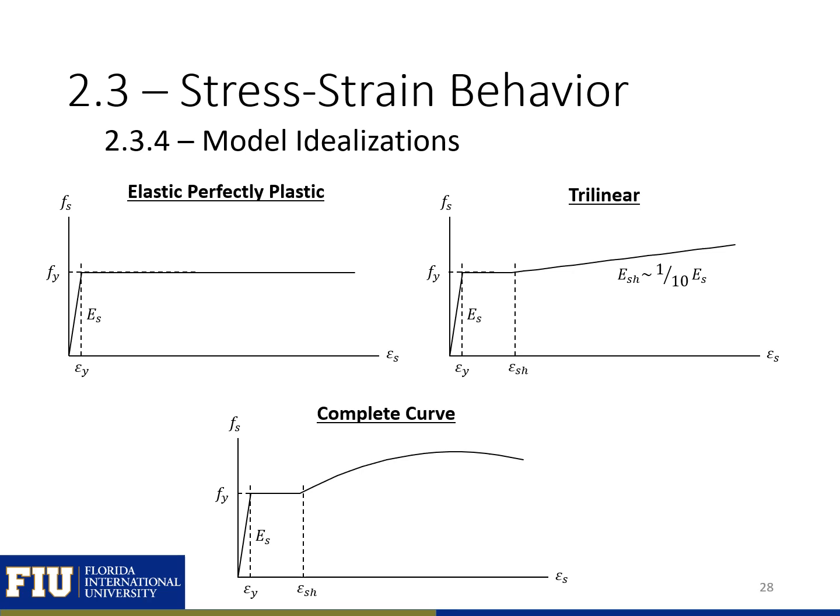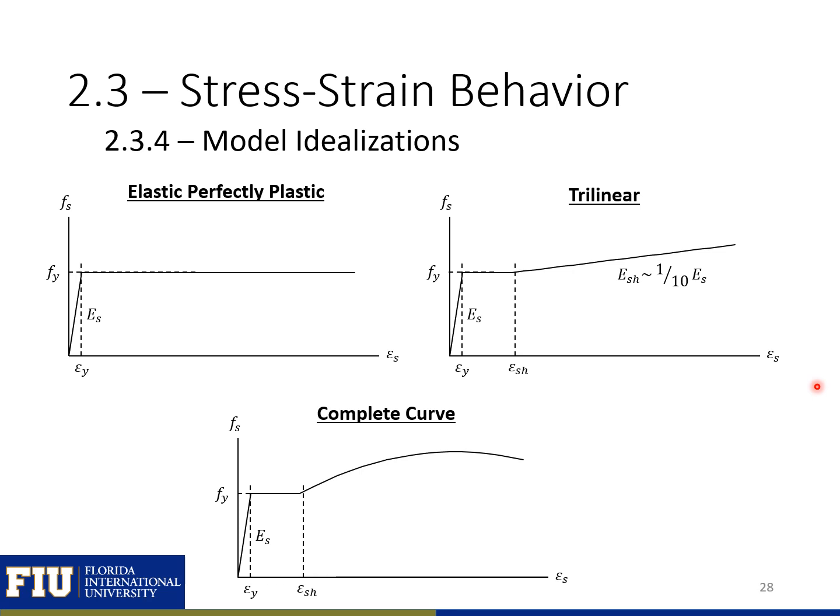Shown here are several different ways that we can idealize the stress-strain behavior of our reinforcing steel. The first is elastic perfectly plastic. In this model idealization, we assume that we have elastic behavior up until yield, and then we stay on our yield plateau or remain with our Fy until we reach failure. This may not be applicable for situations where we need to understand the true ultimate capacity of the section, such as in a capacity design.